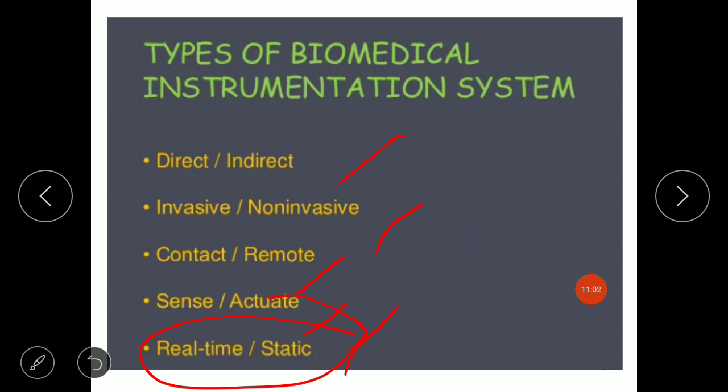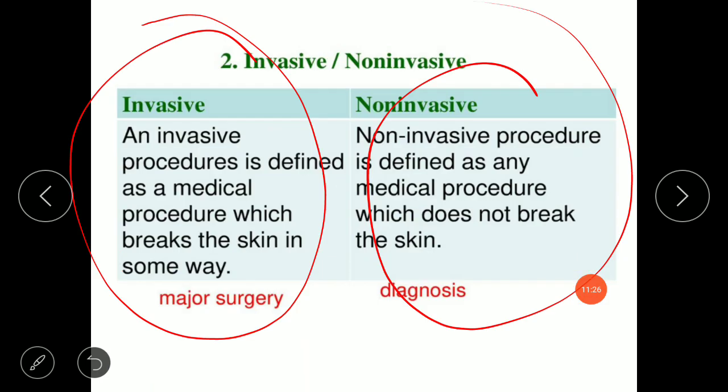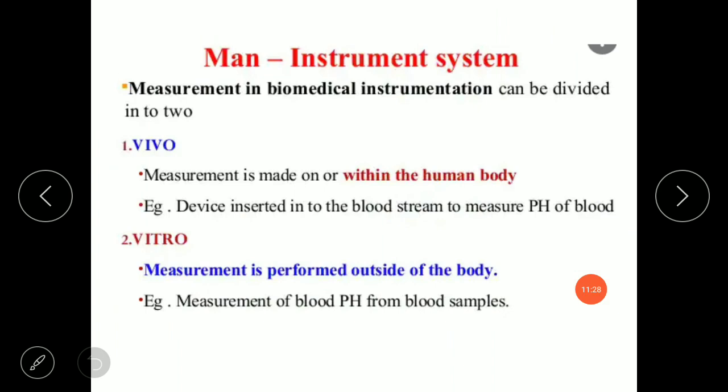Real time instruments have a time response faster than or equal to the physiological time constants of the sensed parameters. An example of this is an ultrasound Doppler system, which can measure changes in arterial blood velocity over a cardiac cycle. This is an example of a real-time instrument. So this was all about the classification of biomedical instruments.